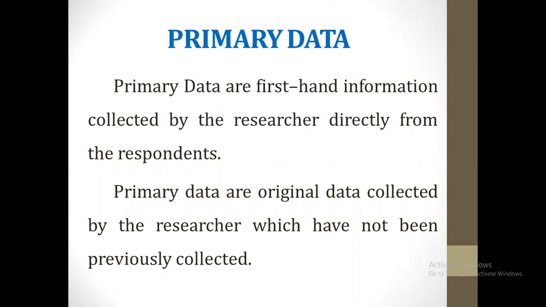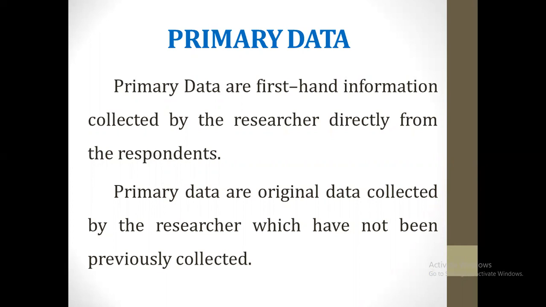Data are broadly classified into two headings, namely primary data and secondary data. In this section, I am explaining only about primary data. Primary data are the data collected by the researcher himself directly from the respondents. These types of data are not available previously, so it is called original data.